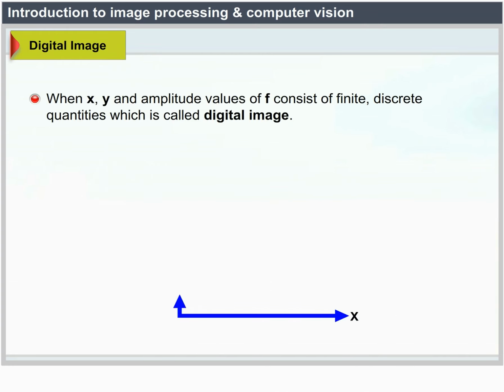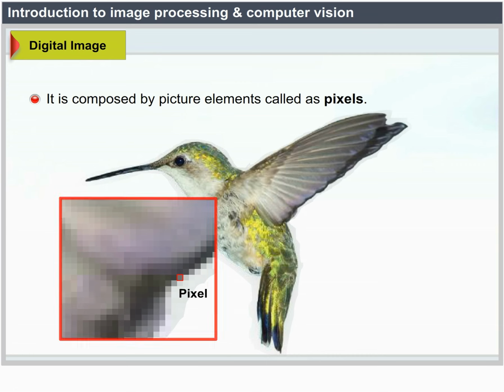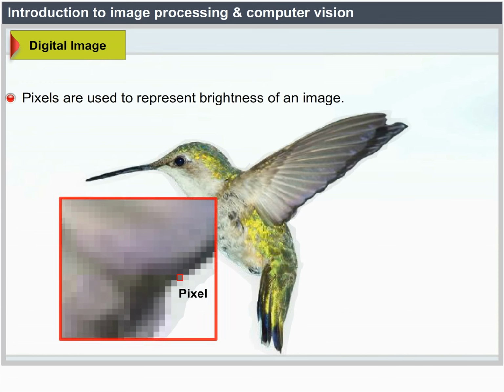Digital image. When x, y and amplitude values of f are all finite, discrete quantities, the image is digital. It is composed of picture elements which are called pixels. Pixels are the simplest form of an image. Pixels are used to represent the brightness of an image.